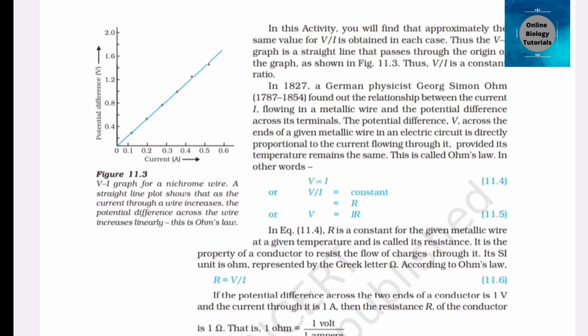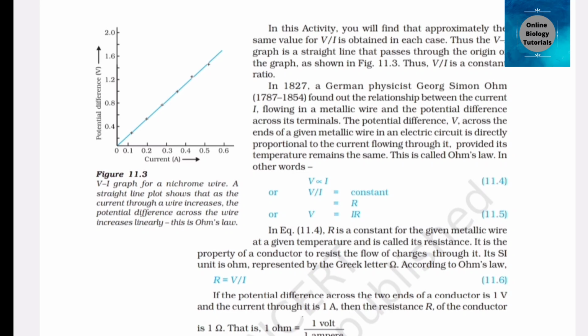The potential difference V across the ends of a given metallic wire in an electric circuit is directly proportional to the current flowing through it, provided its temperature remains the same. This is called Ohm's law. In other words, V is directly proportional to I. V upon I is a constant. V is equal to IR, at a given temperature, where R is called its resistance. It is the property of a conductor to resist the flow of charges through it.